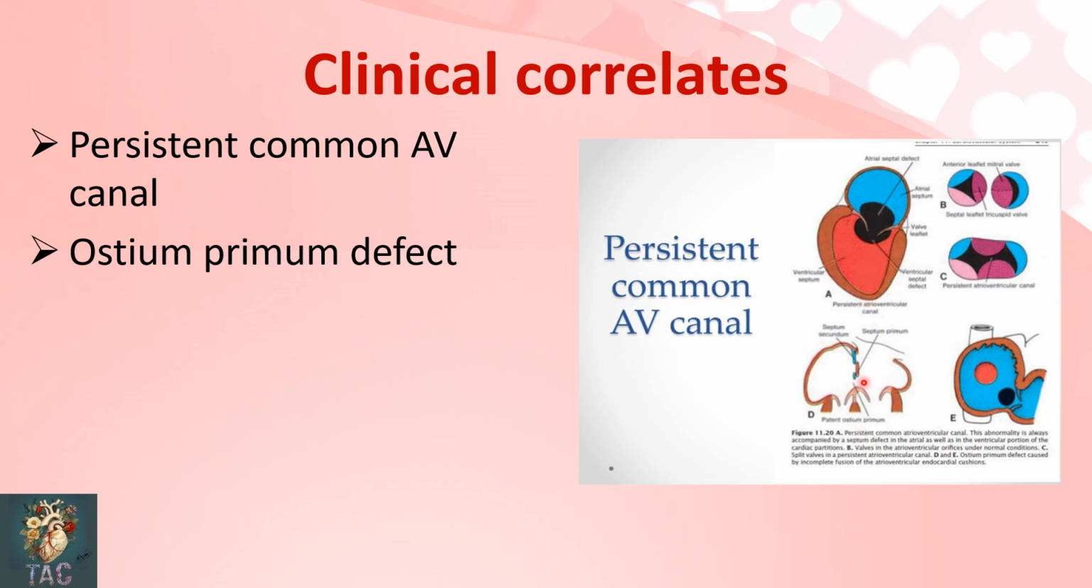In this you can also see there is the ostium primum defect which is present. Endocardial cushion is as such present, dividing the atrioventricular canal into two, but because of the defect in the ostium primum there is an abnormal opening over here. So these are the ostium primum defects.